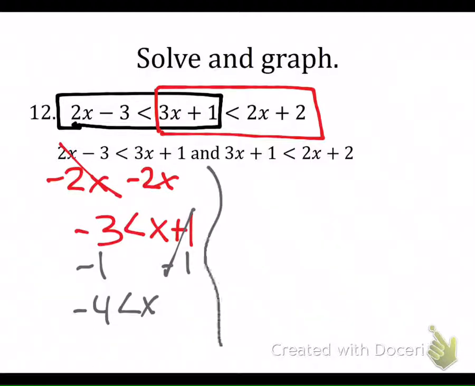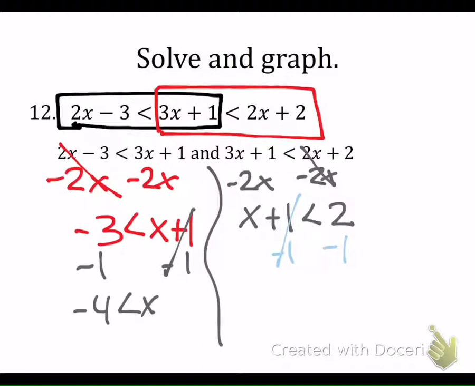Now over here, what do I do? Minus 2x. Subtract 2x again. So I have x plus 1 is less than 2. Minus 1, minus 1. So x is less than 1. And I have the word and in the middle.